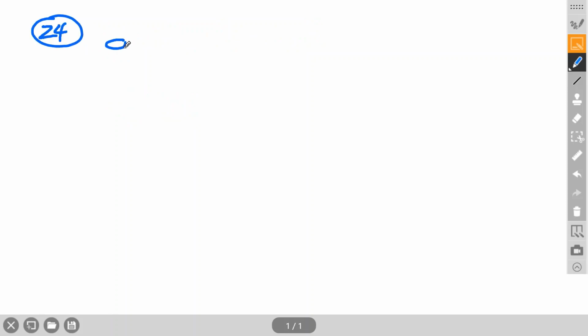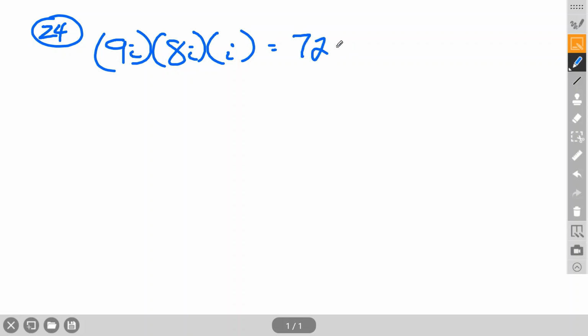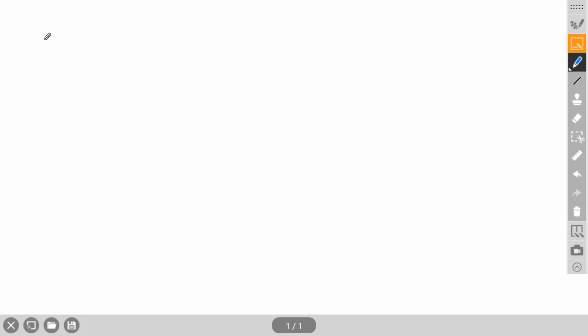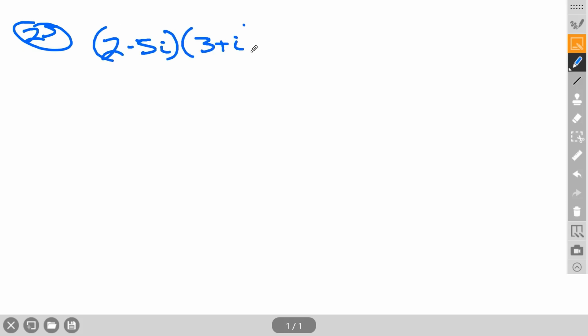24, 9i times 8i times i. We multiply this together. 9 times 8 is 72. i times i times i is i cubed. But if we remember our cycles, i to the third power is just negative i. So this becomes negative 72i. 25, 2 minus 5i and 3 plus i. So this is multiplication, which means we're going to have to use the distributive property.